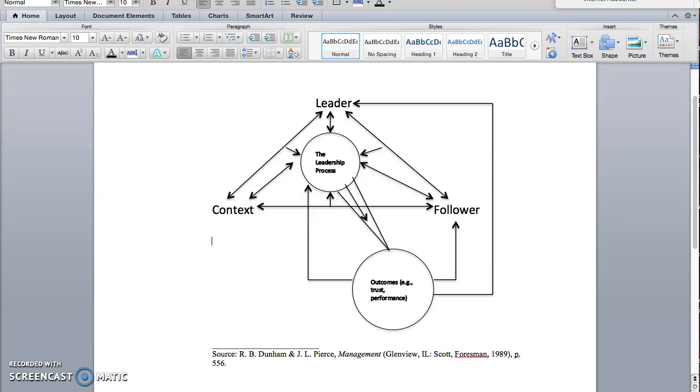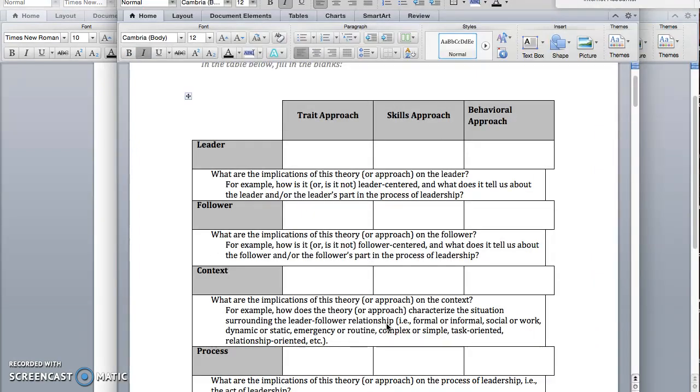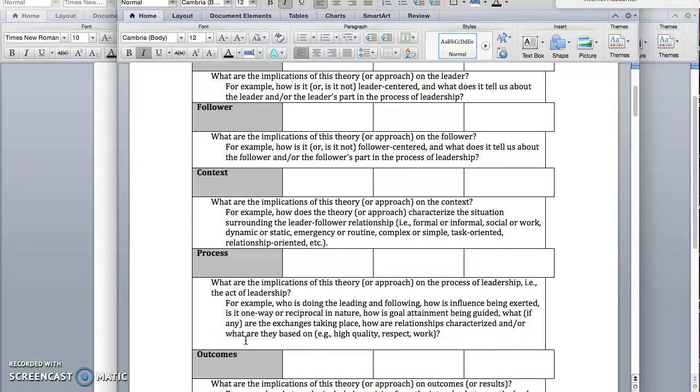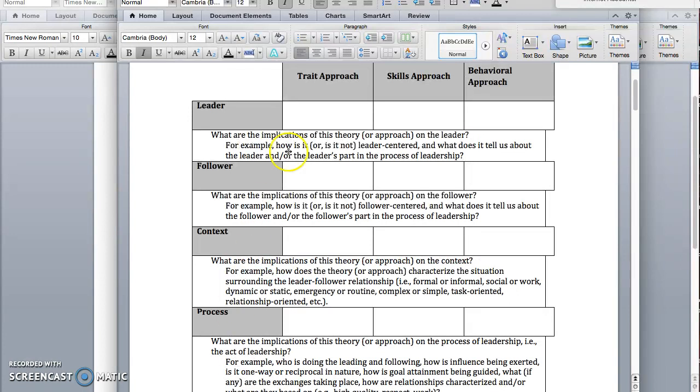Now, to move to your theory matrix, what you're going to be doing is taking this dynamic process of five elements according to the model: leader, follower, context, process, and outcomes. And for each of these approaches, you're going to be filling this chart in with, okay, what are some of the implications of the trait approach for the leader, and for the follower, and for the context, and how the context gets evaluated, for the process and what's going on with the process.